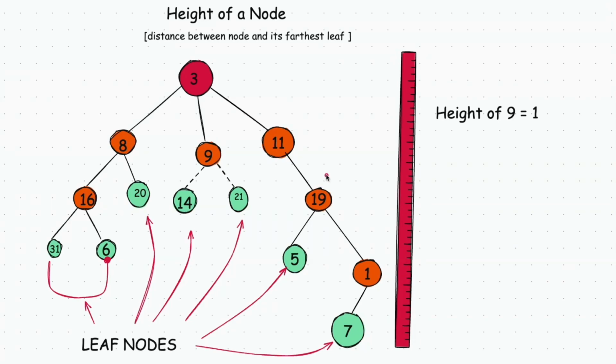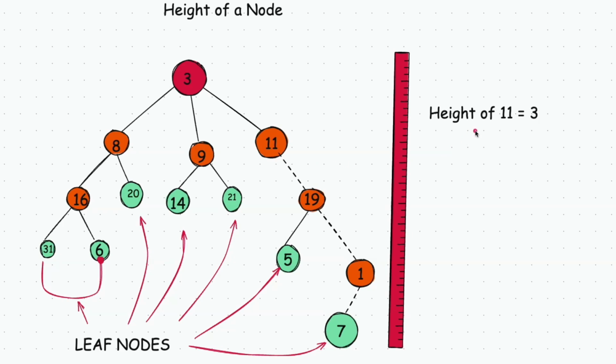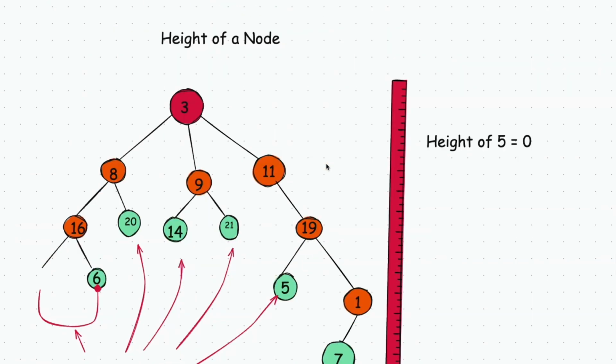Similarly, let's take another example where we calculate the height of 11. If we consider the longest path and the number of edges till its leaf, this is not the longest path, right? It has only 1 and 2 edges. This becomes the longest path, and if we see the number of edges, 1, 2 and 3. So the height of 11 is 3.